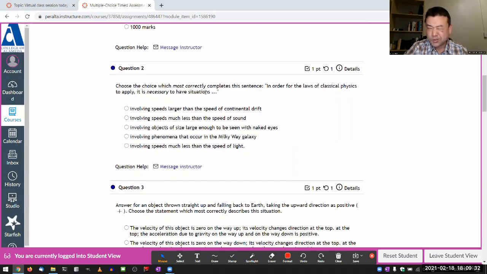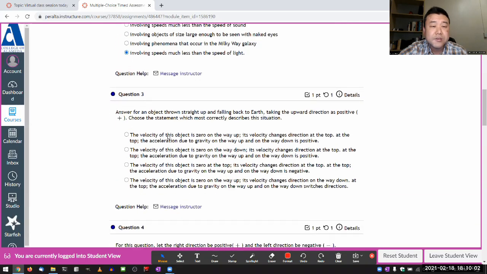Choose the choice which most correctly completes the sentence. In order for the laws of classical physics to apply, it is necessary to have certain situations. Classical physics. Oh, it's the thing about the speed of light and some size scale, special relativity and quantum mechanics. So it must have speed much less than the speed of light. And the size, that's not necessary. So I think that's the right choice.